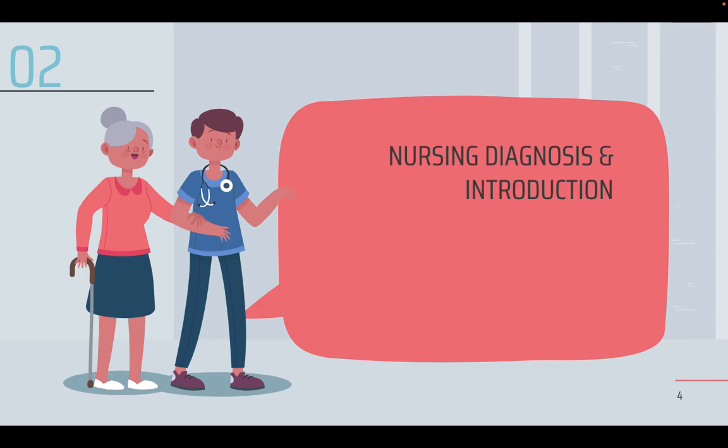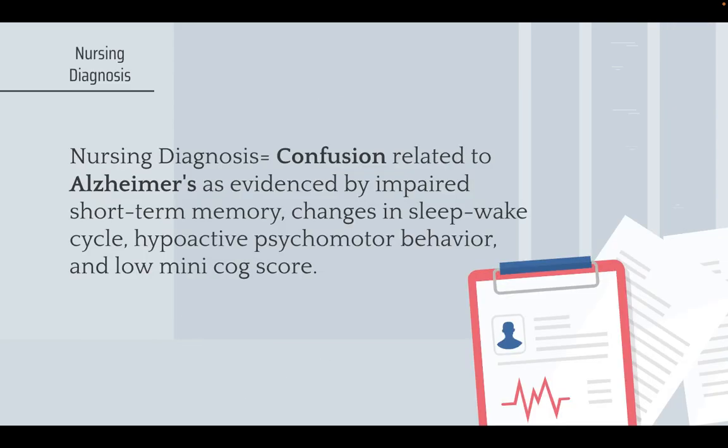The nursing diagnosis I came up with was confusion related to Alzheimer's, as evidenced by impaired short-term memory, changes in sleep-wake cycle, hypoactive psychomotor behavior, and a low mini-cog score. The mini-cog has several tests to indicate a positive or negative screening for dementia. A score of 0 through 2 is a positive screen for dementia, while a score of 3 through 5 is a negative screen for dementia.